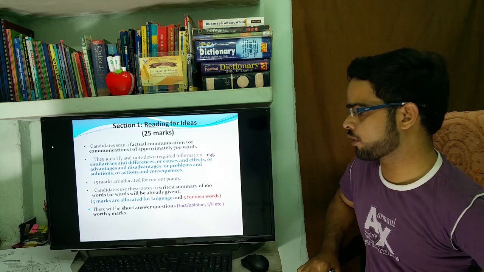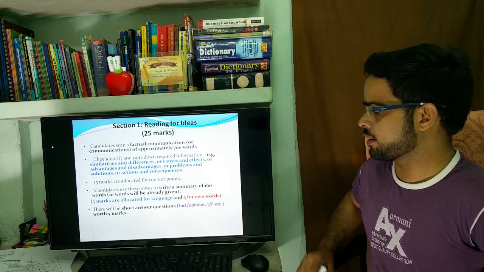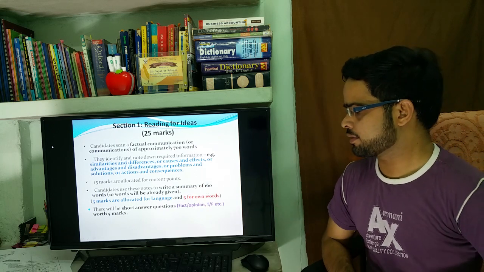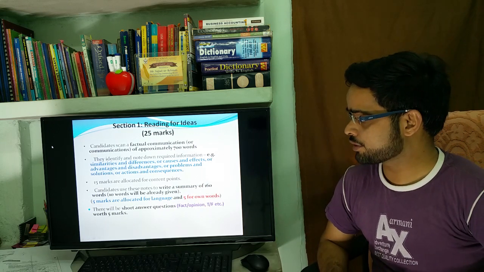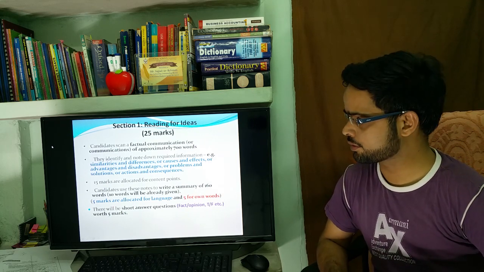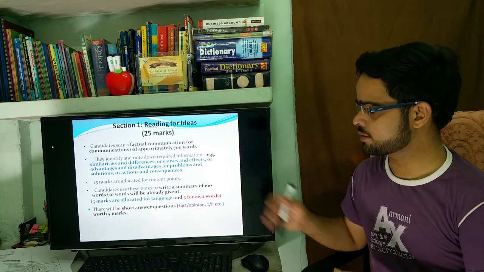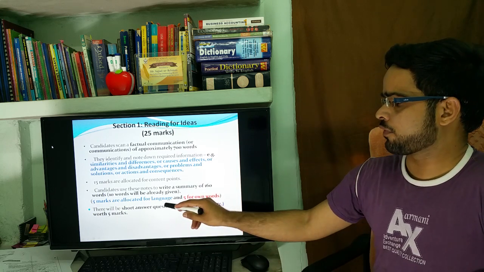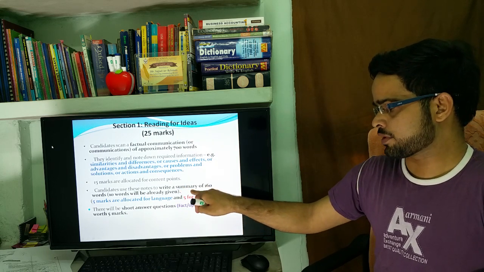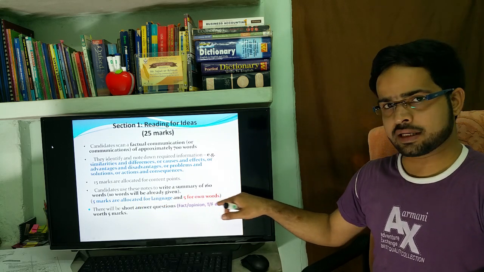15 marks are allocated for content points. Candidates use these notes to write a summary of 160 words. 10 words will be already given to you in the summary part. Candidates use these notes to write a summary, meaning the notes which you took out in the first section, you have to connect them and write in your own words in the summary. 5 marks are allocated for language and 5 for own words. Well, you'll be confused over here because the summary is of 5 marks, but here 5 marks are allocated for language and 5 for own words. That is for the examiners only.